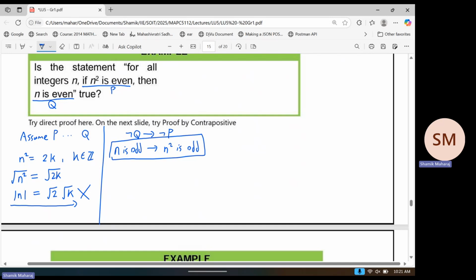All right, so let's start by assuming n is odd. Explain, explain, explain, then get to n squared is odd. And that shouldn't be too bad.